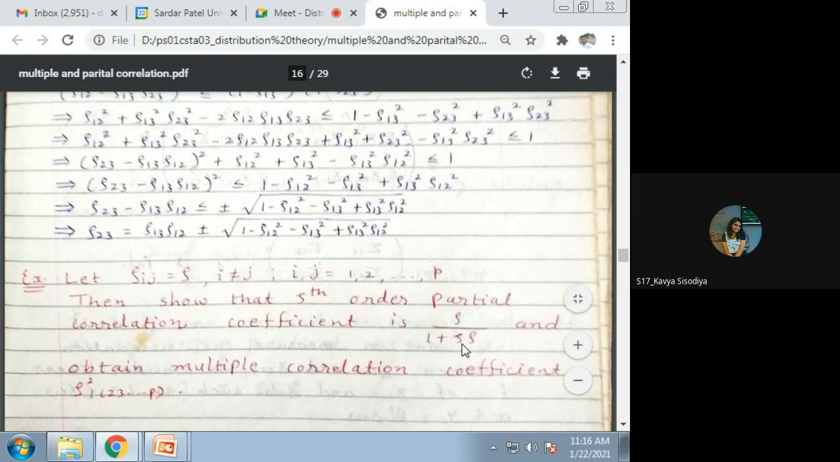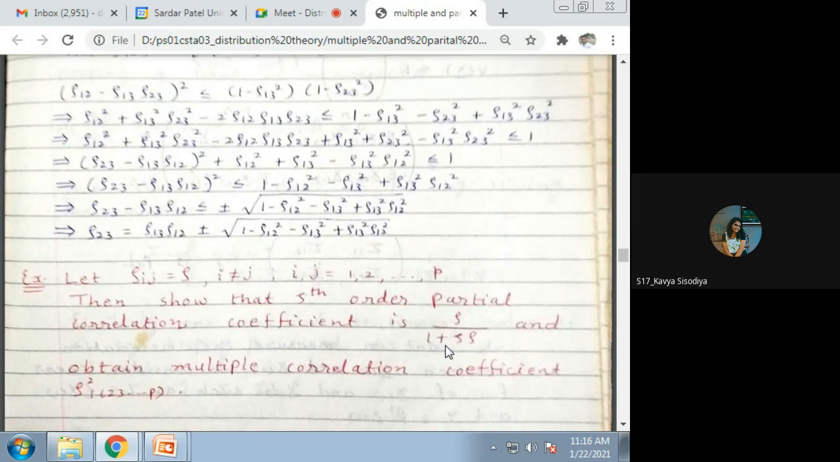So what we wrote, sth order means how many variables you are keeping constant, S fixed. Then it is a first order partial correlation, means when one of the variables is fixed. Second order partial correlation means two variables are fixed. And s-th order means how many S are fixed. So in our case we kept p minus 2 fixed, so it was rho upon 1 plus p minus 2 rho. And then it further says obtain the correlation coefficient between this, rho 1 2 3. So that we have already obtained here.